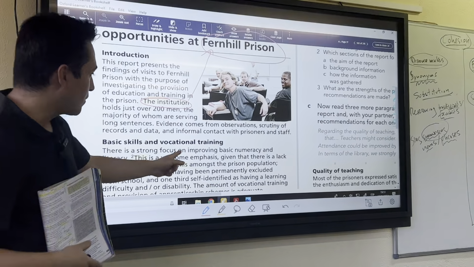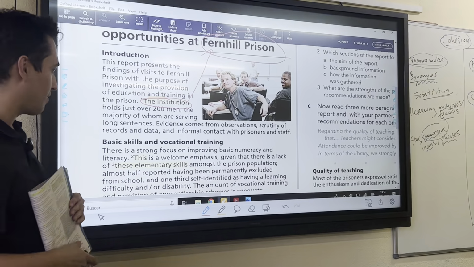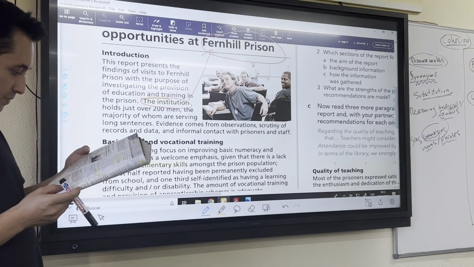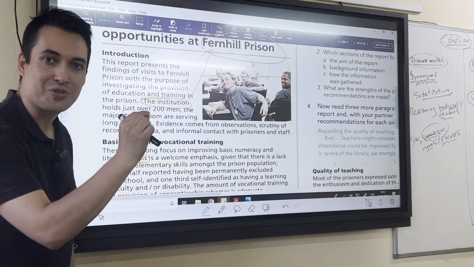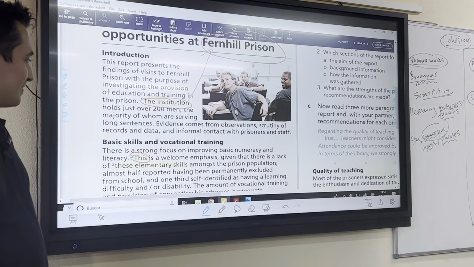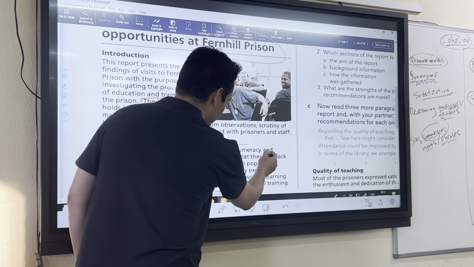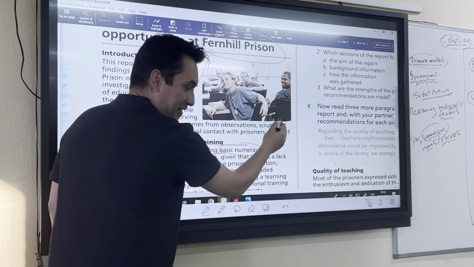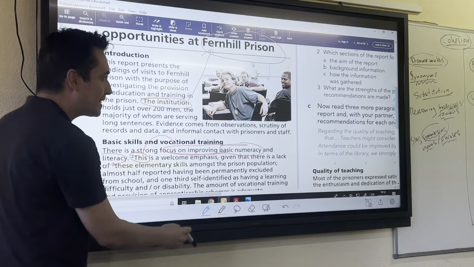"There is a strong focus on improving basic numeracy and literacy. This is a welcome emphasis given blah blah blah." This. What is this referring to? To the previous sentence. And more specifically in the previous sentence? The focus, where they place the focus. Yeah, the focus on improving basic numeracy and literacy. So this is referring to the previous sentence.